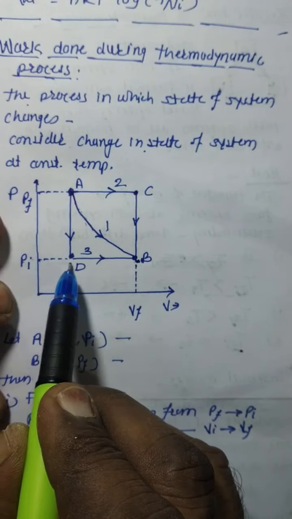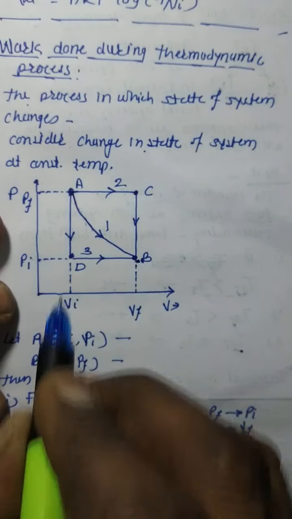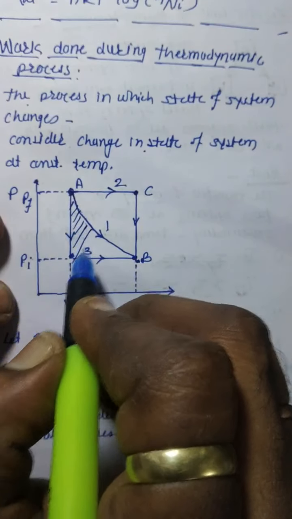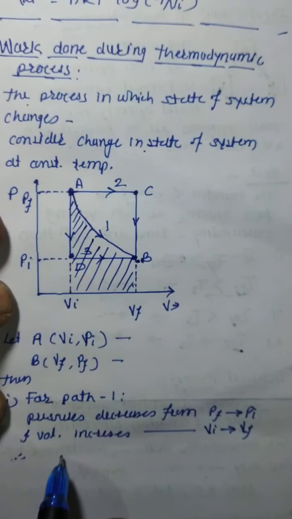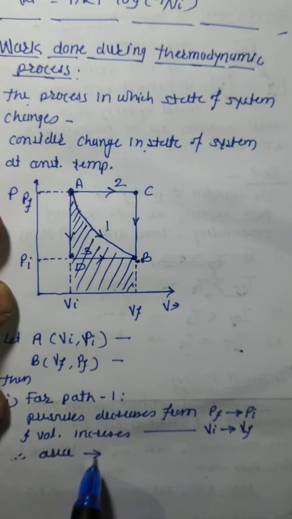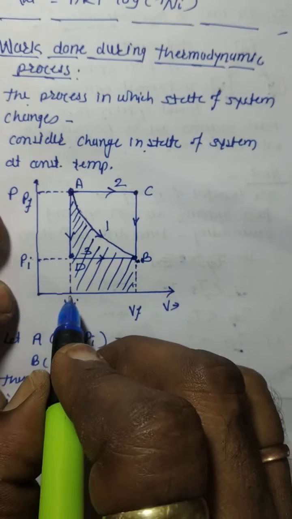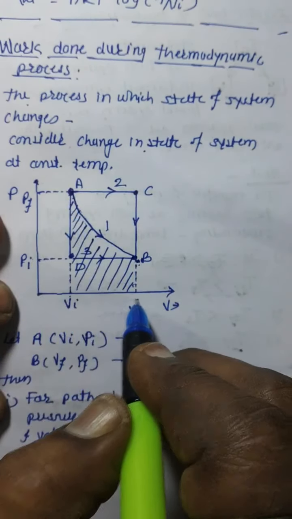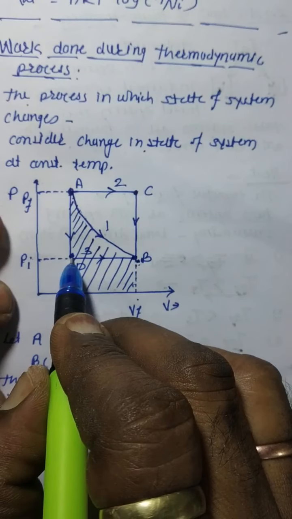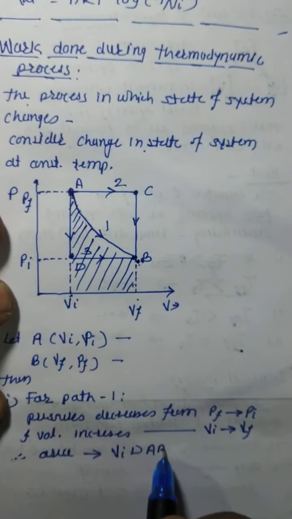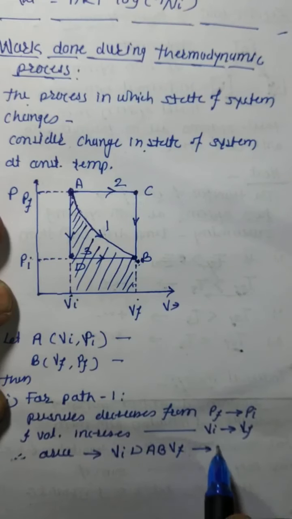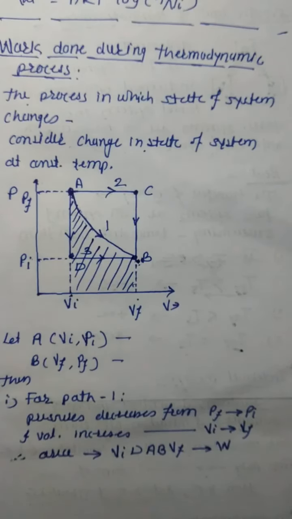as volume increases from Vi to Vf, and therefore area bounded by curve, हा कर्व आहे, area bounded by curve, that is area bounded by curve Vi D A B Vf, gives total work done by system.